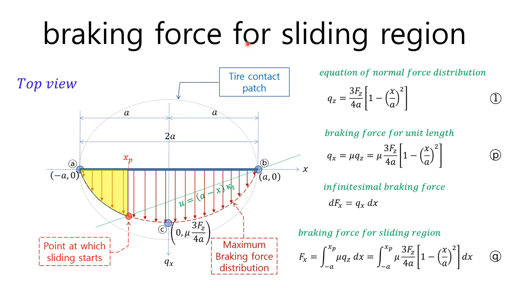In the next step, let's find the braking force in the sliding region. The equation of the parabola passing through the points A, B, C can be expressed as equation L, representing the red line obtained earlier. The bristle's longitudinal force Qx is the braking force per unit length of the tire contact patch along the longitudinal axis, and since it is the value obtained by multiplying the normal force by the friction coefficient mu, it can be expressed as equation P. Therefore, from the expression of the infinitesimal braking force, the total braking force Fx produced in the sliding region can be obtained as equation Q by integrating Qx from minus a to xp.